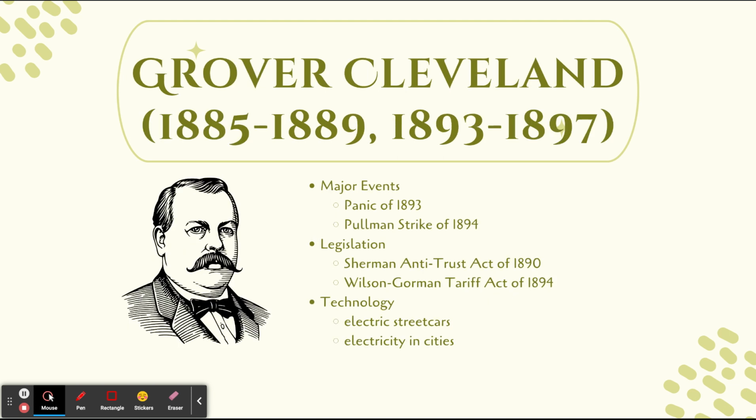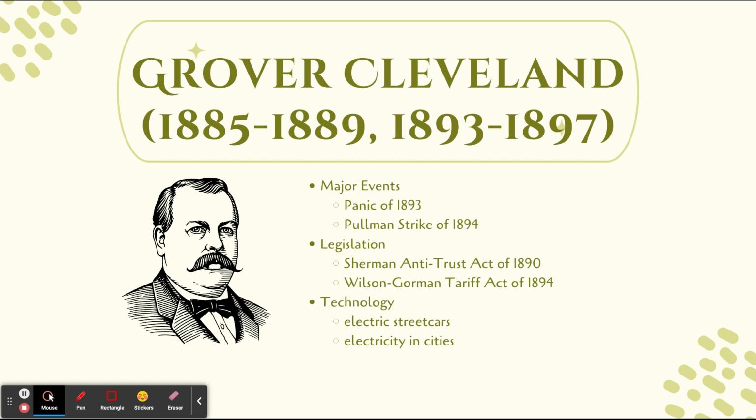Fast forward to Grover Cleveland. Grover Cleveland is the only president to serve 2 non-consecutive terms. He served from 1885 to 1889. In 1889, he lost re-election, but ran for election in 1893 and served until 1897. During this time period, we see the Panic of 1893, which represented a failure of banks, unemployment, and the overbuilding of railroads that couldn't be paid for.